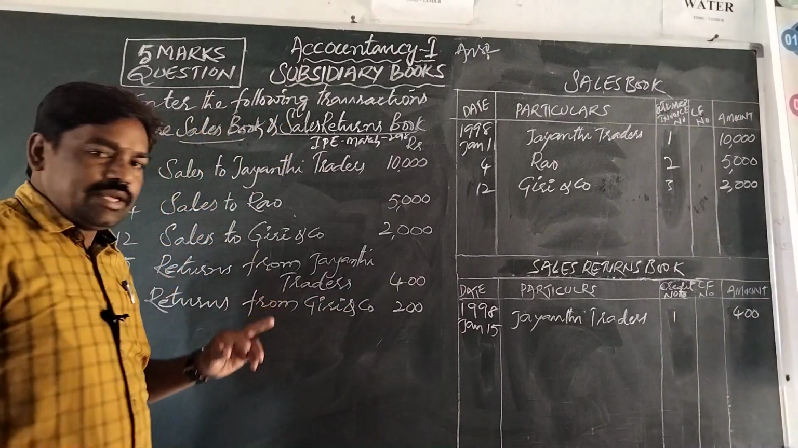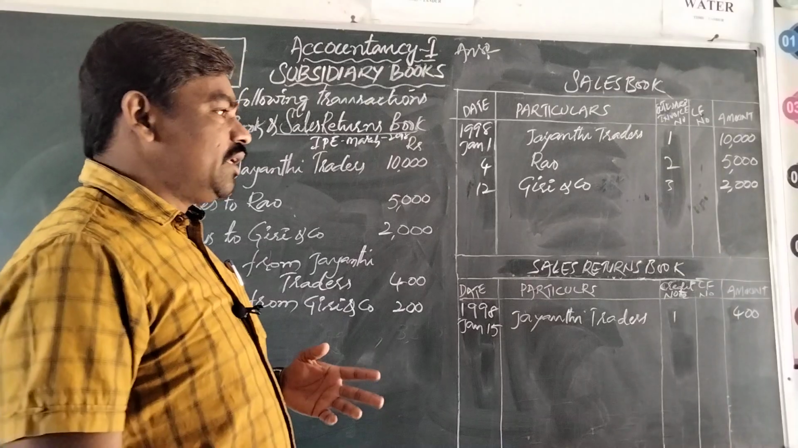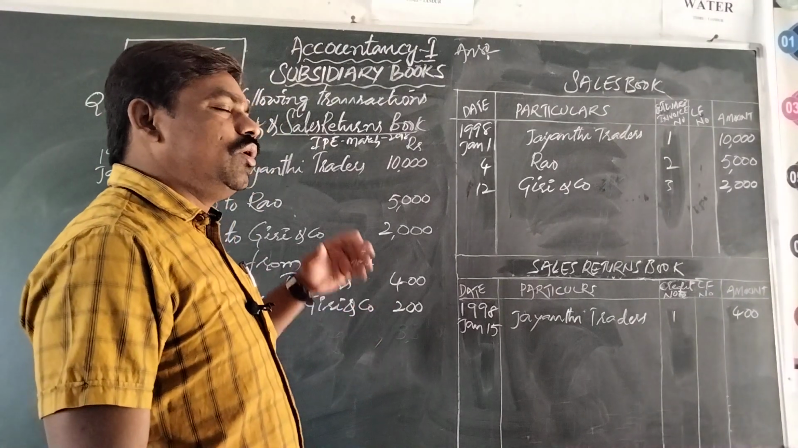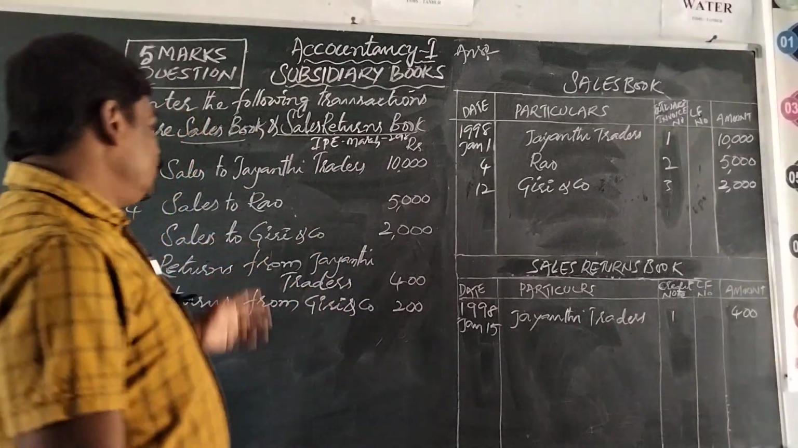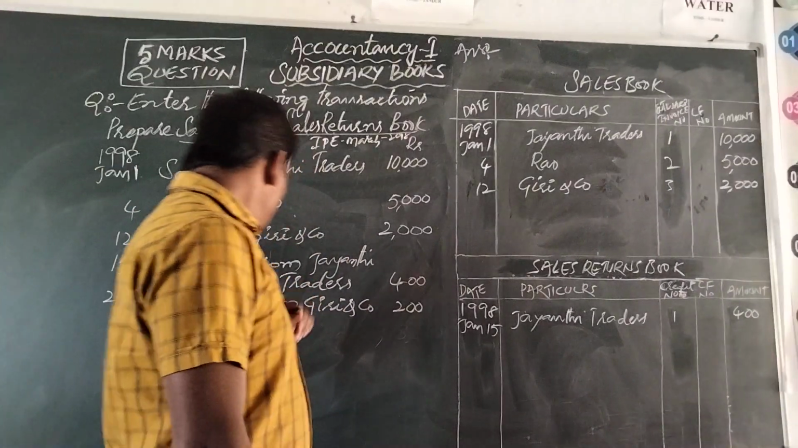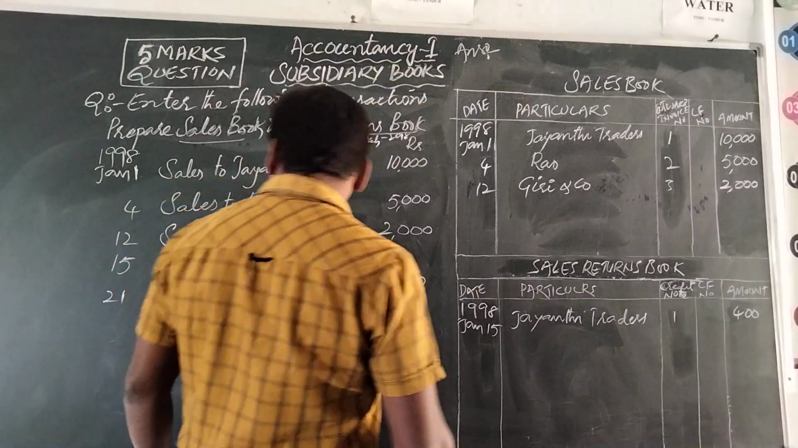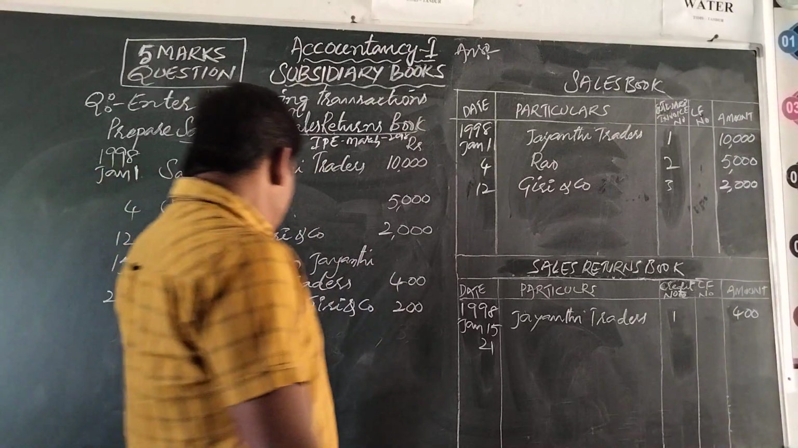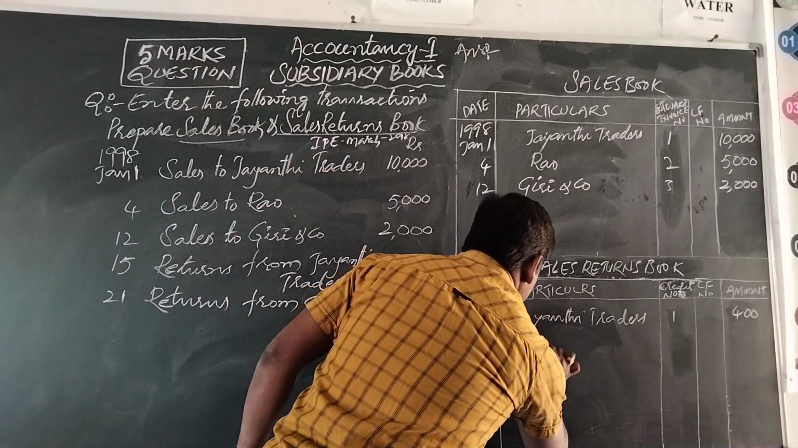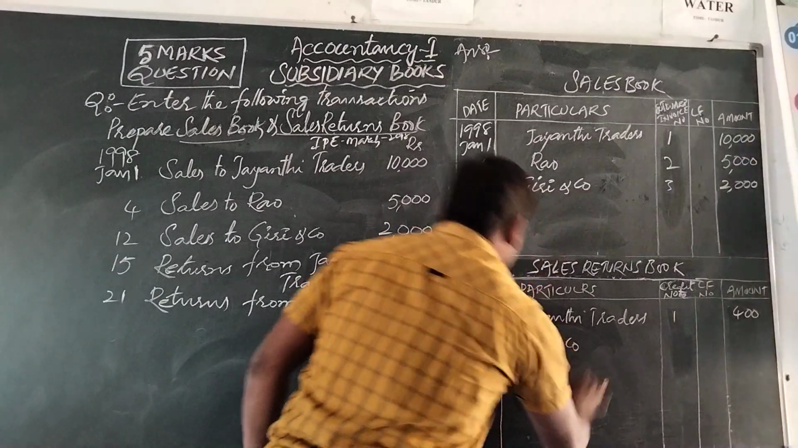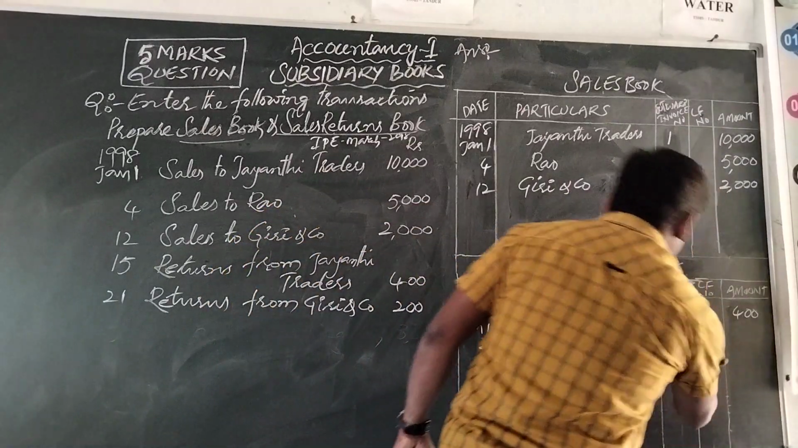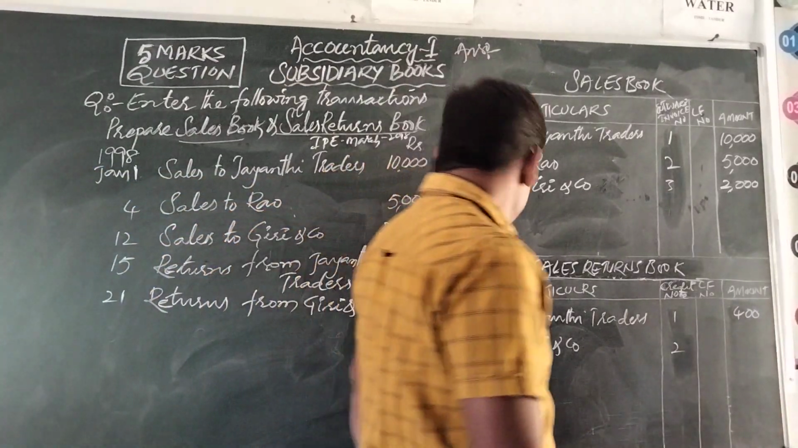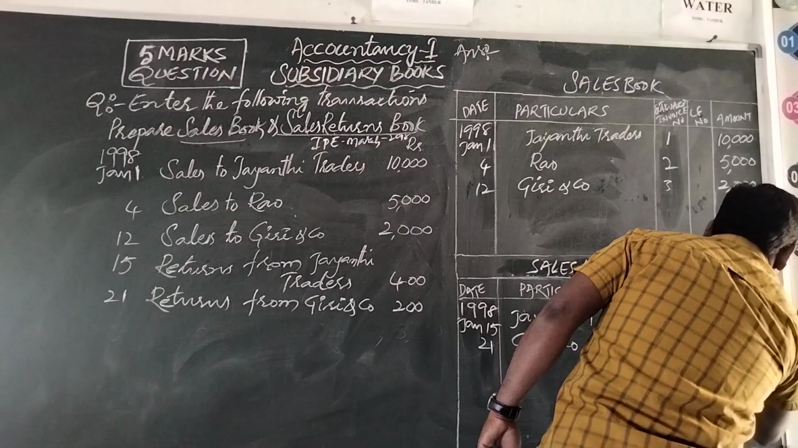Returns from Giri and Company. Here we received some goods back from Giri and Company, which we sold another day to Giri and Company. So these are also sales returns. So it comes in the sales returns book, date 21st January. Name you write Giri and Company. Here credit note number, that is imaginary number 2 or assumed number 2, amount of rupees 200.